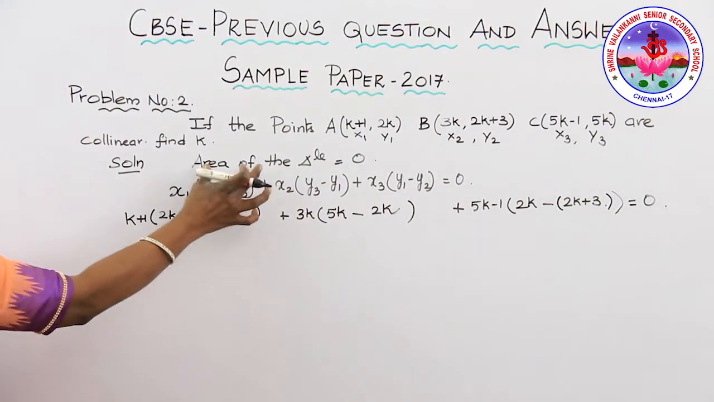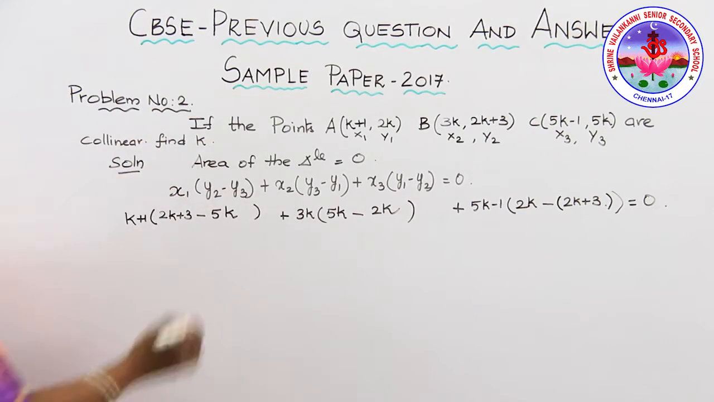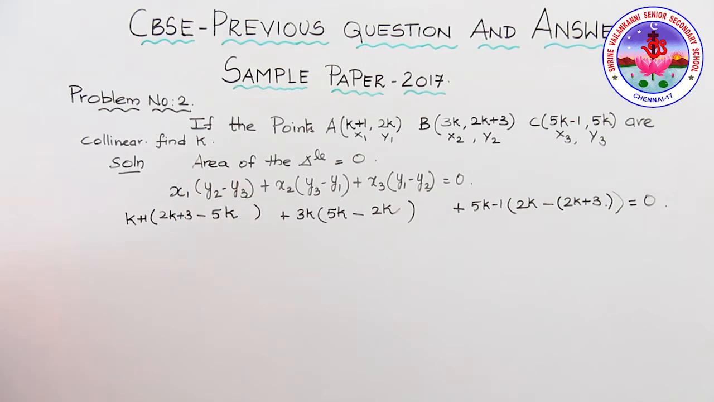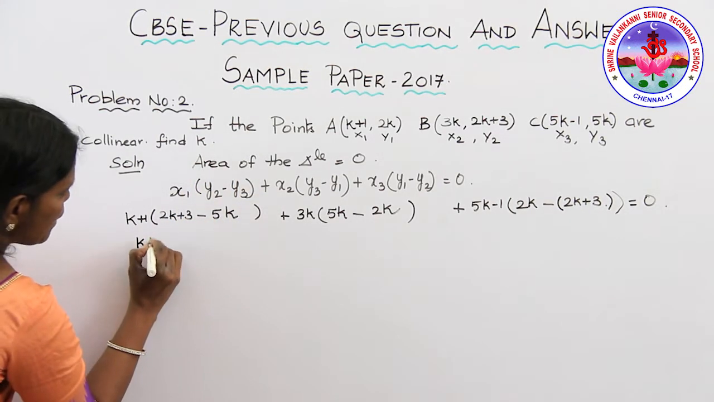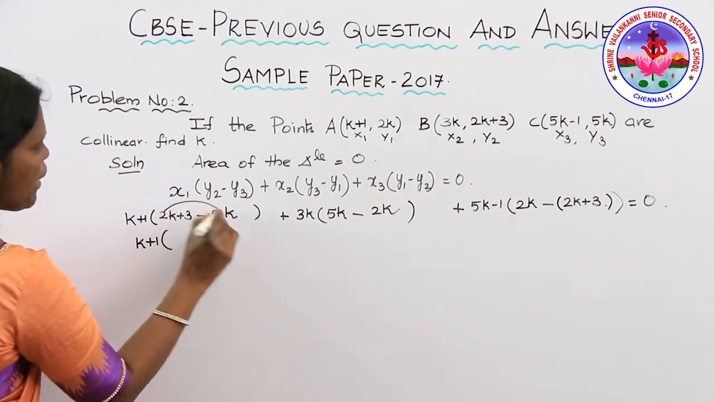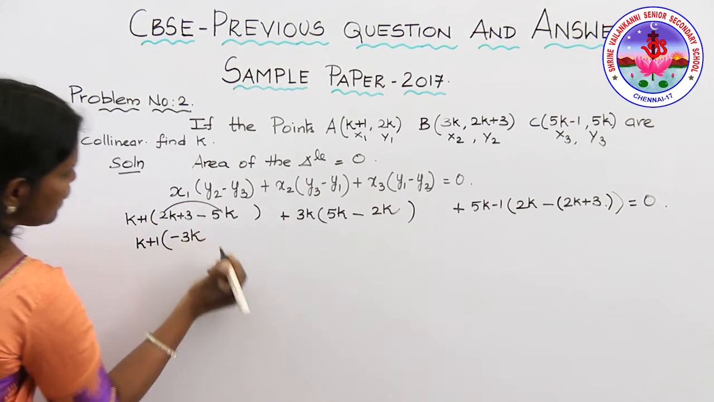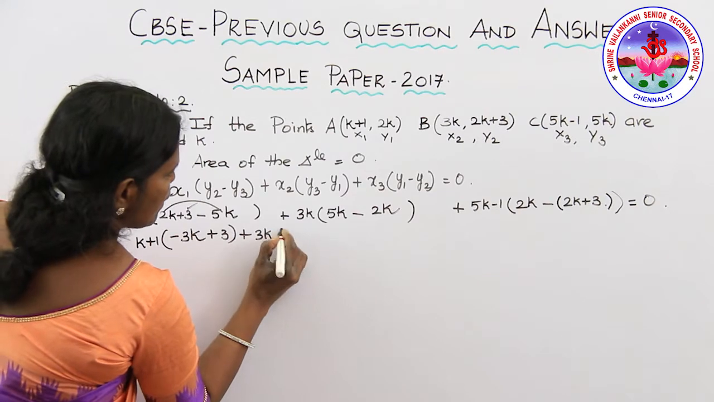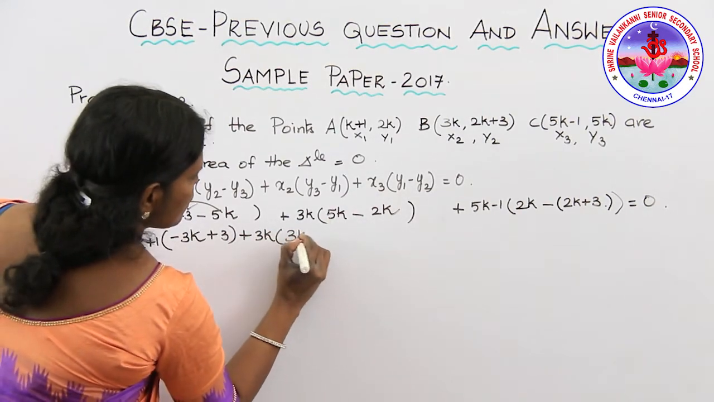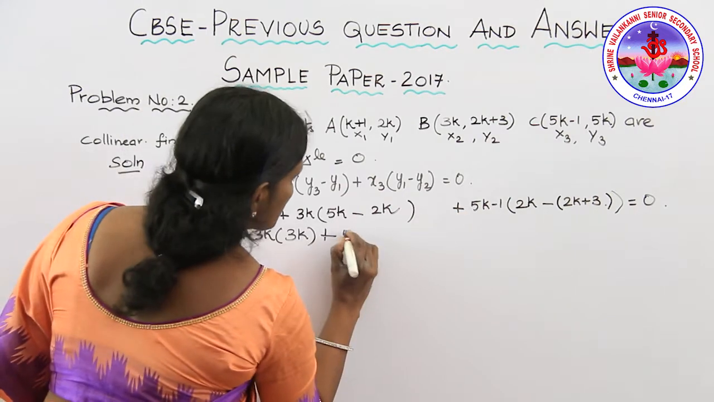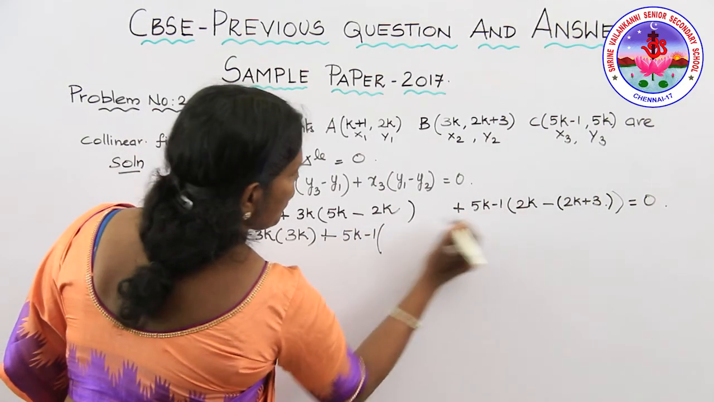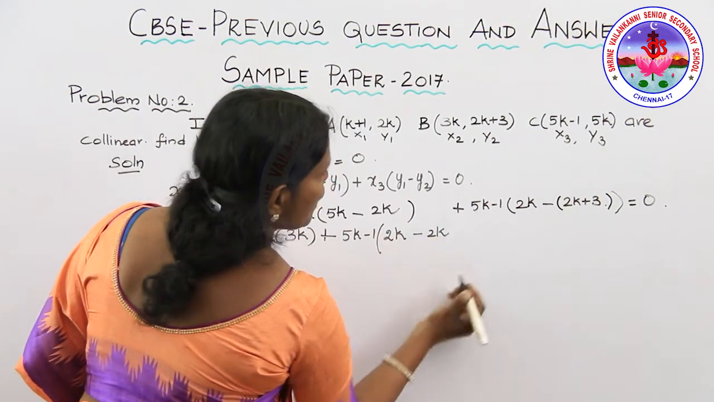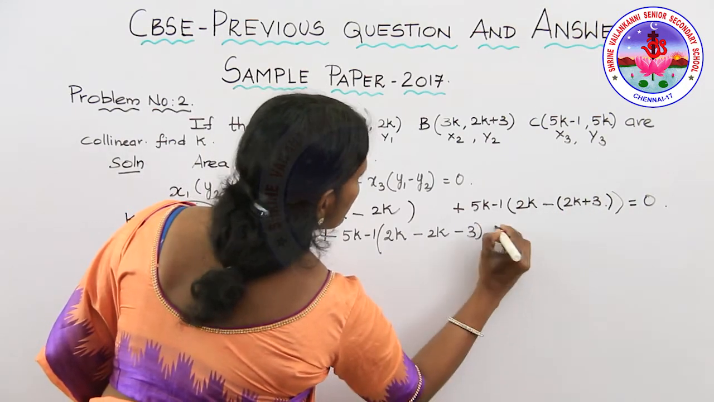So he has given the area of the triangle formula. Since it is collinear, this area of the triangle becomes 0. Using this, I am going to find the value of k. Just now, I am expanding and simplifying here. I have 2k minus 5k, that is minus 3k, plus 3, the constant 3. Plus again 3k, and inside the bracket 5k minus 2k, 3k. Again plus the third expression, 5k minus 1 into 2k, and I am going to multiply this with minus 3 inside my bracket.